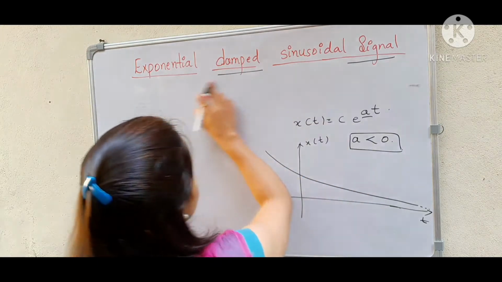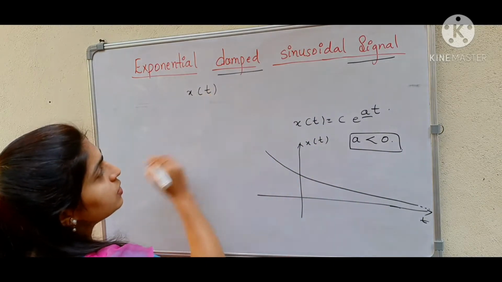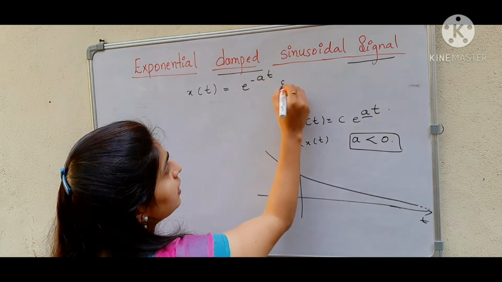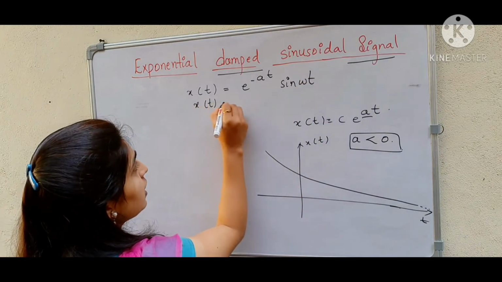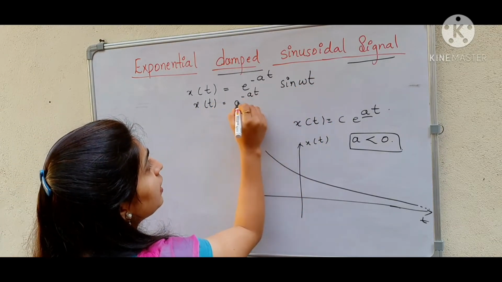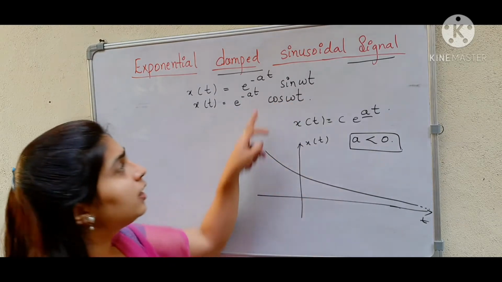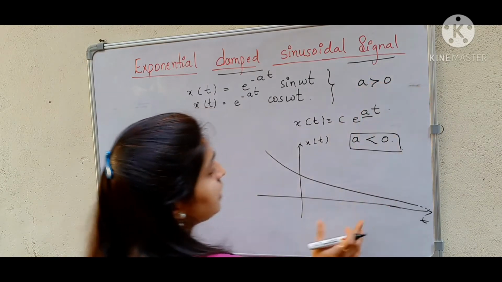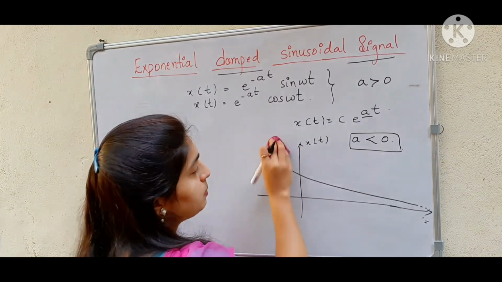So this exponentially damped sinusoidal signal, I can write as x of t is equal to e to the power minus at sine omega t. X of t is equal to e to the power minus at cos omega t. Here in both the cases I will consider a greater than 0. That means I am taking this part to explain.